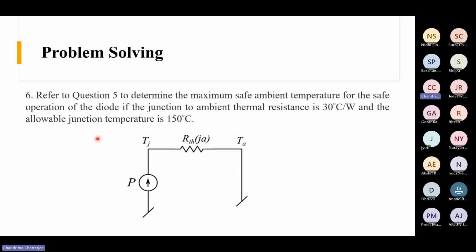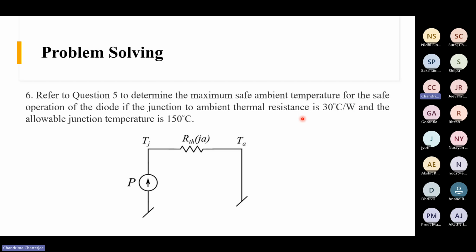Here they have given the electrical equivalent circuit for the thermal calculations. Refer to question 5 to determine the maximum safe ambient temperature for the safe operation of the diode, if the junction to ambient thermal resistance is given as 30 degrees Celsius per watt and the allowable junction temperature is 150 degrees Celsius. So the maximum allowable junction temperature is 150 degrees centigrade, and they have also given the junction to ambient thermal resistance, R_th junction to ambient, as 30 degrees centigrade per watt.